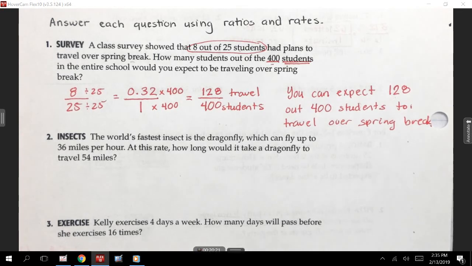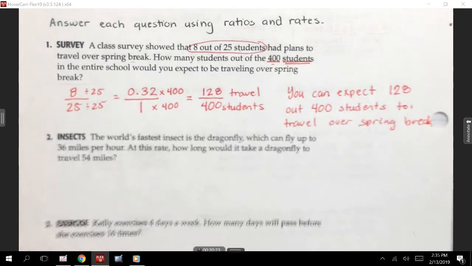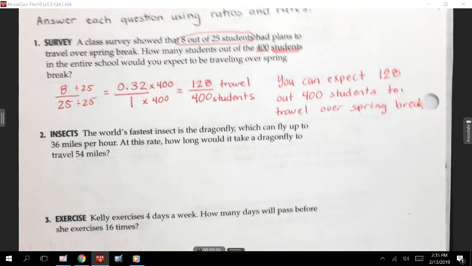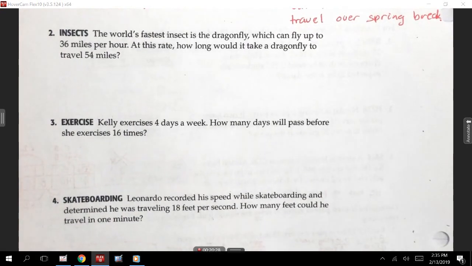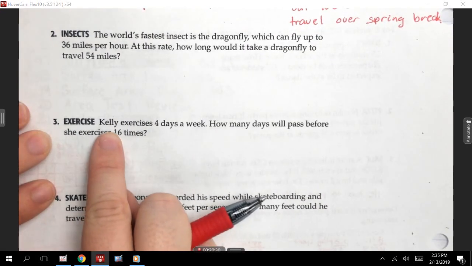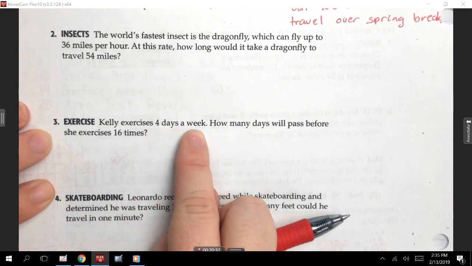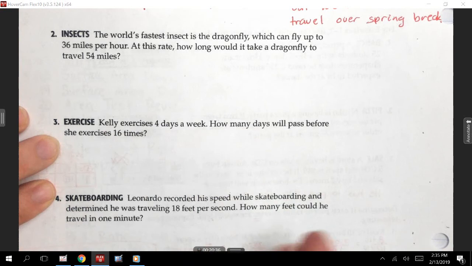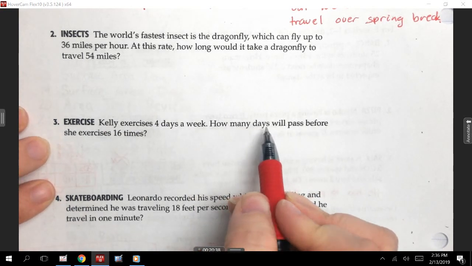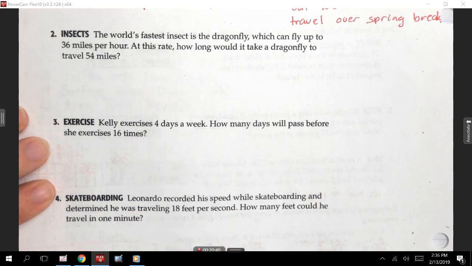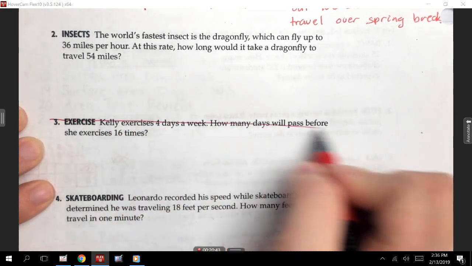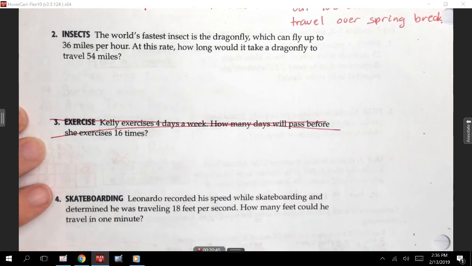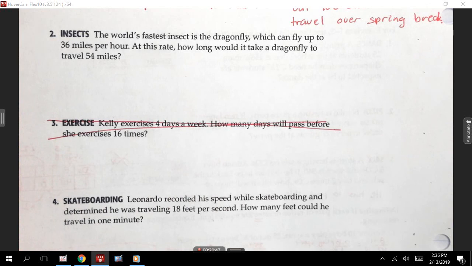All right. Are there any questions about number 1? Yes, Jay? Okay. What I want you to do, guys, so today, as I was working this, I noticed that number 3 says Kelly exercises 4 days a week. How many days will pass before she exercises 16 times? When they worded this, that should have said how many weeks. Instead of having you change this, because I honestly forgot to tell my other classes, we're going to mark out number 3, and that's why I wanted to record this lesson so I can send the video out saying mark out number 3 for my people at home. Mark out number 3.